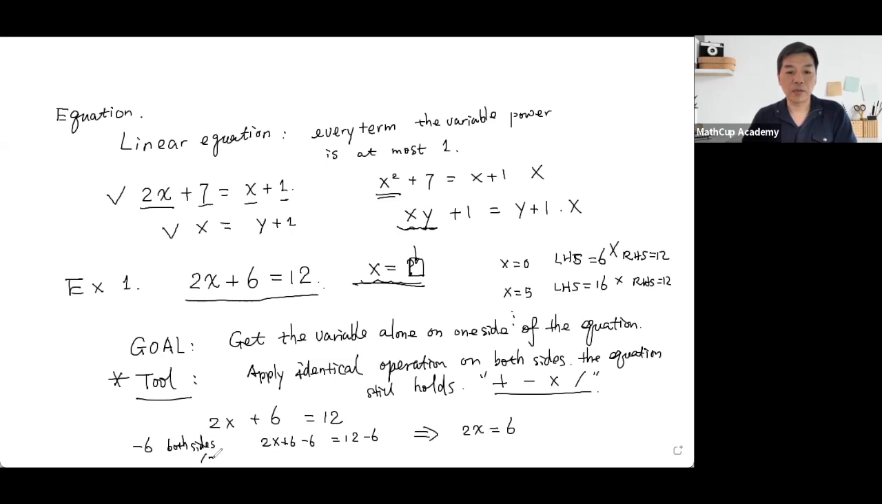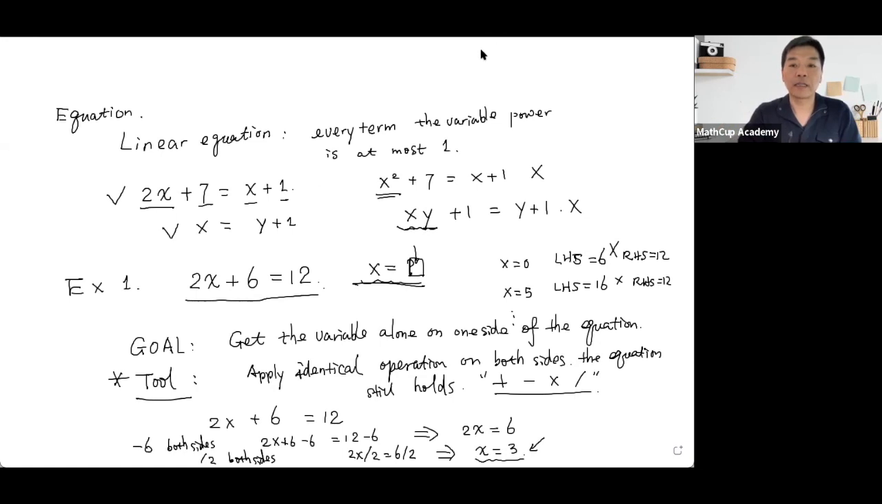Now we divide by 2 both sides. We get 2x divided by 2 equals 6 divided by 2. And this gives us x equals 3. So this is what we are trying to find out, x equals 3. And this is the value such that this equation holds. And that's the solution to this equation. And when you get the solution, it's better to take the value and plug in to make sure that the equation holds. So you see, we have solved the first example of a linear equation.